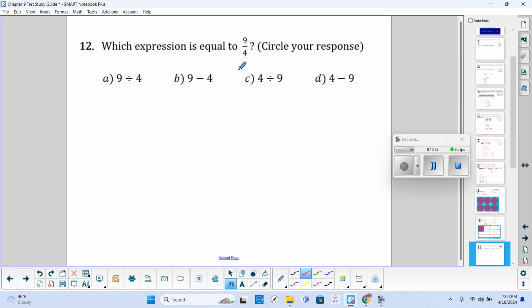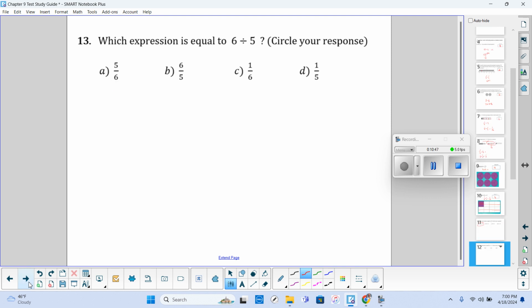Which expression is equal to 9 over 4? Well, 9 over 4 means 9 divided by 4. So that's our answer. Number 13, which expression is equal to 6 divided by 5? Well, 6 divided by 5 is the fraction 6 over 5.